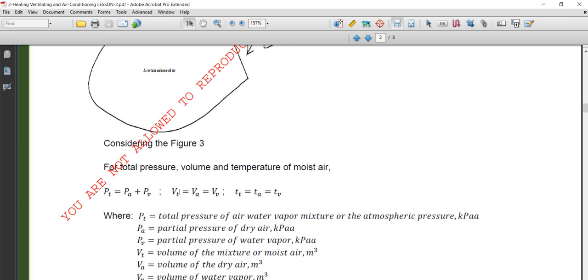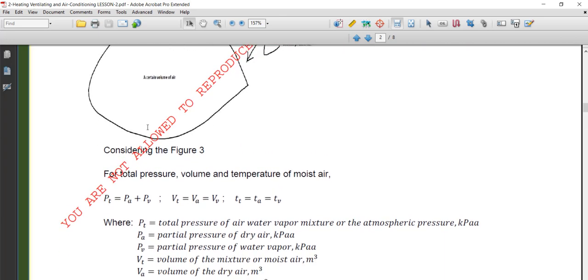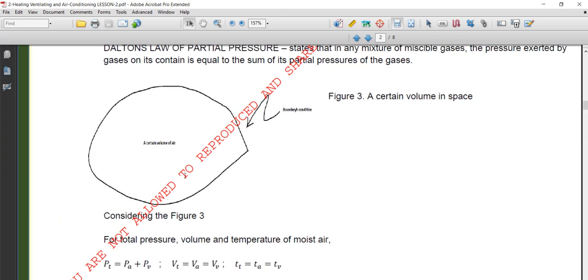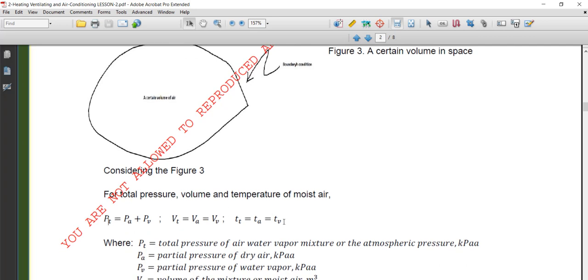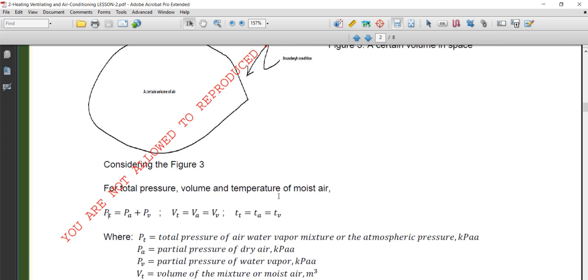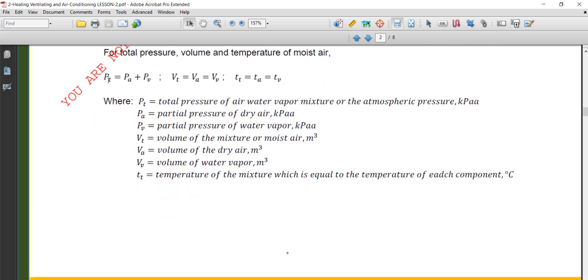relationship within the volume of this container. So the total volume will be equal to the volume of air and the volume of the vapor. And the same also, we have the relationship for the temperature, no? So this is ideally. Okay, so moving on.